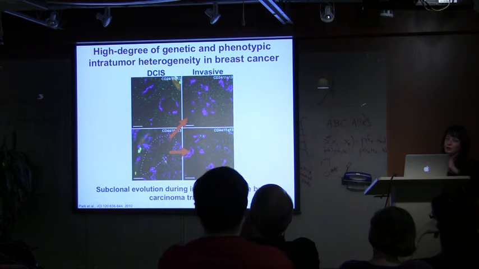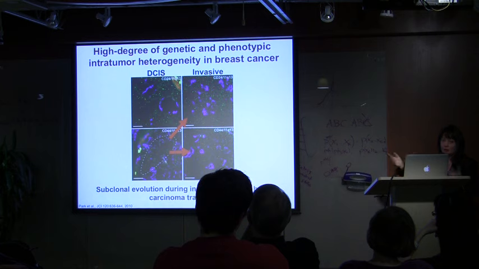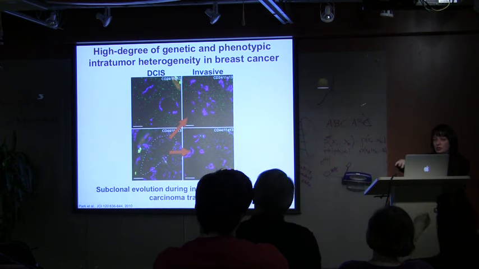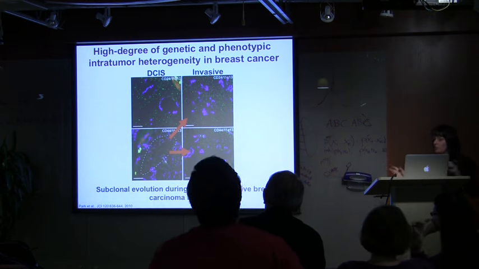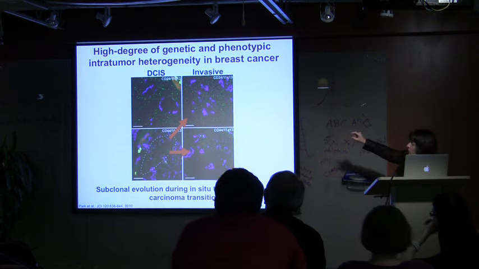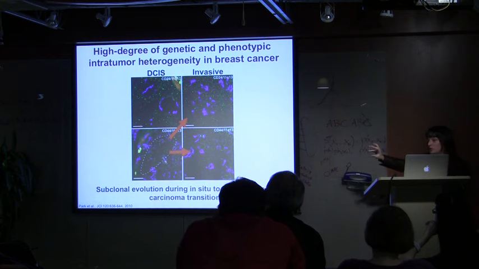Those usually are harmless in a way that you just take them out with surgery, and then patients, 99% of the time, are perfectly fine. Once they invade, like they get out of the ducts and invade the surrounding tissue, that's when the tumors can spread to other parts of the body. So in this study, we were looking at what are the changes that occur between DCIS and invasive tumor.